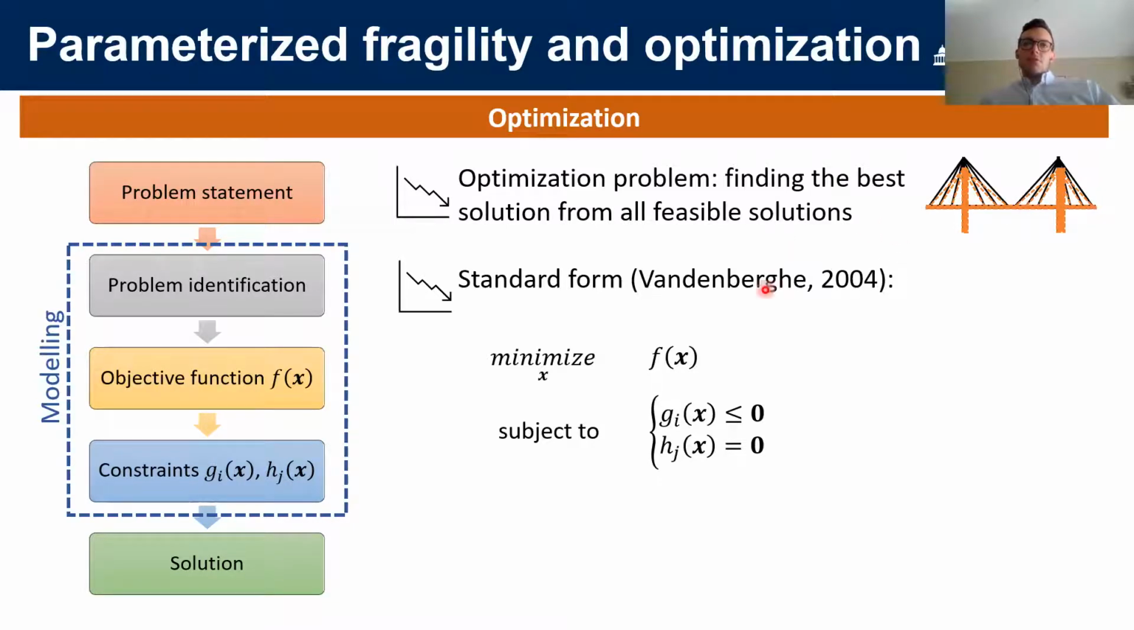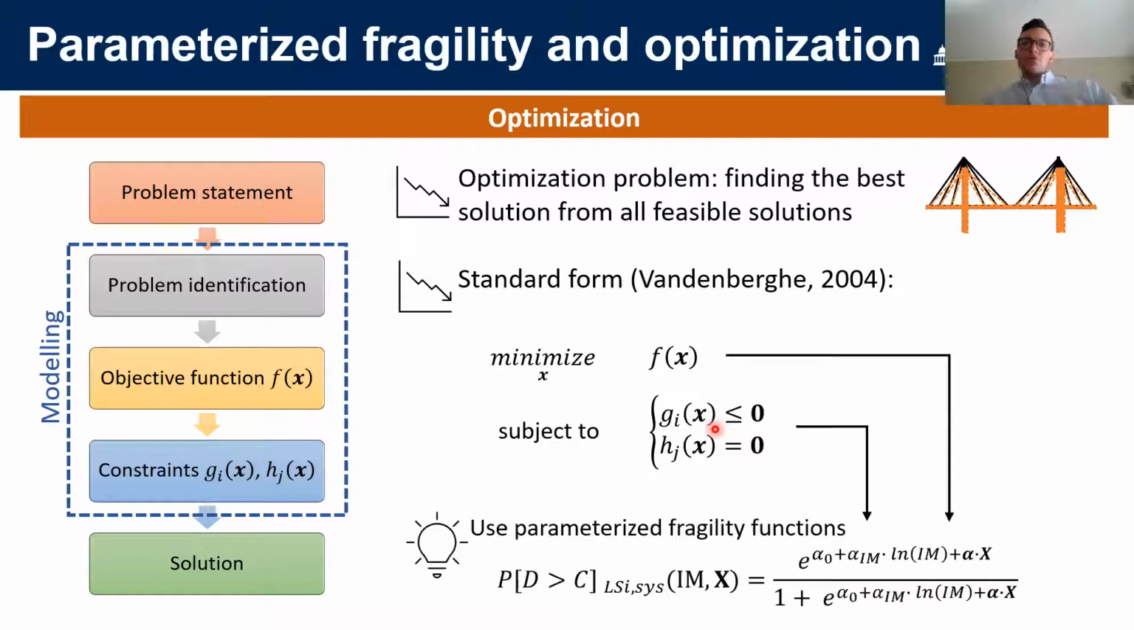And to do this, we need to define two parts of the problem. The first one is the objective function that contains the response or the variable that we're interested in controlling. And then we have some boundary conditions on the input parameters. So the idea is to use these parameterized fragility functions to define either or both the objective function and the boundary conditions or the constraints of the problem.